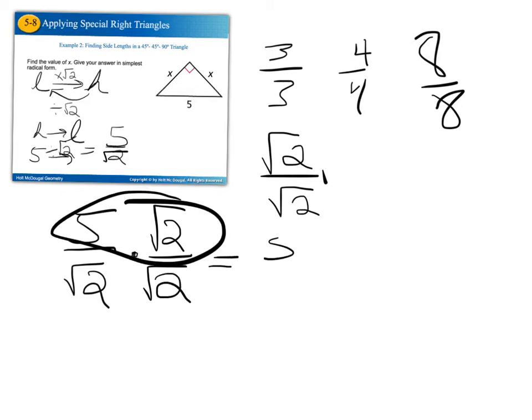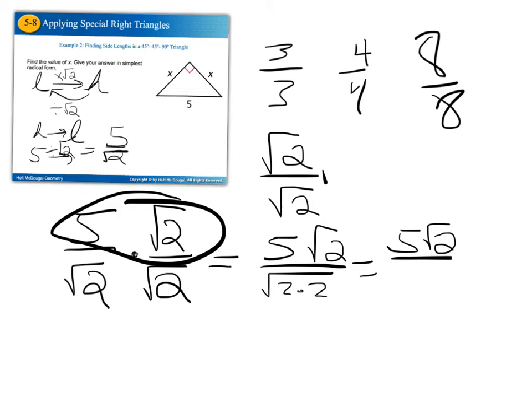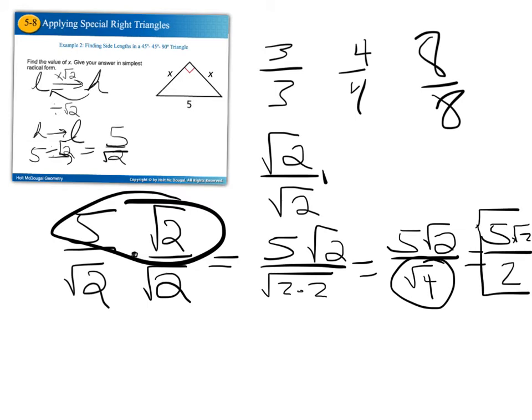So go ahead and multiply these across. We have 5 root 2. Then we have square root of 2 times square root of 2. When you multiply square roots, you can put all of them in the same root symbol. This becomes square root of 4, and this is a perfect square, so we're going to go ahead and put this as 2. 5 root 2 over 2. This is the answer for x.